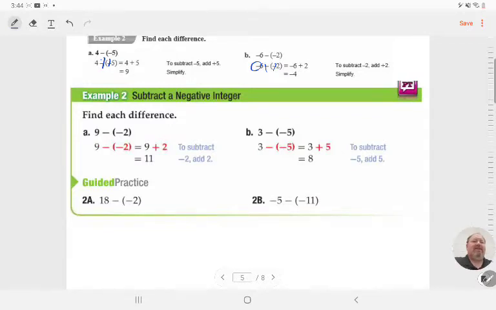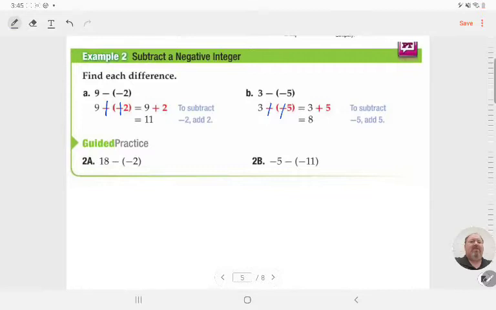Now they're different signs. We subtract and keep the sign of the larger, negative 4. Okay? Again, 9 minus a negative 2. Keep, change. 9 plus 2 is 11. 3 minus a negative 5. Keep, change. 3 plus 5 is 8.